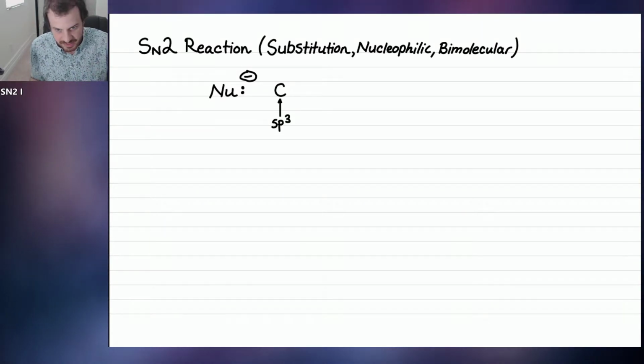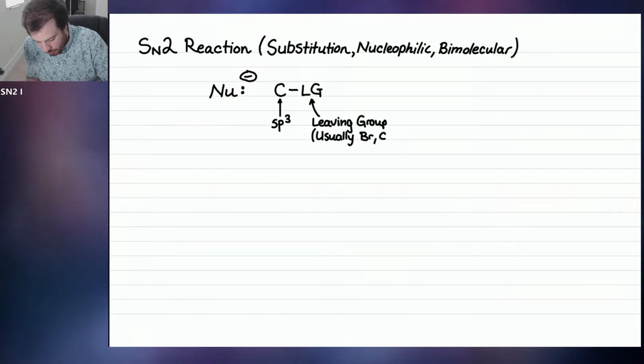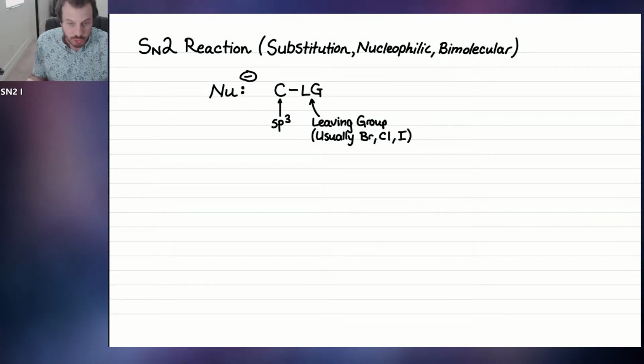The second reactant is a carbon that is sp3 hybridized connected to something called a leaving group. Now, there can be other stuff connected to the carbon, but all that I'm focusing on right now is this key bond between an sp3 hybridized carbon and a leaving group. There can be other atoms involved as well. This is the simplest case scenario. So Lg stands for leaving group, and it's typically going to be a halogen. So usually bromine, chlorine, iodine is the most common leaving group.